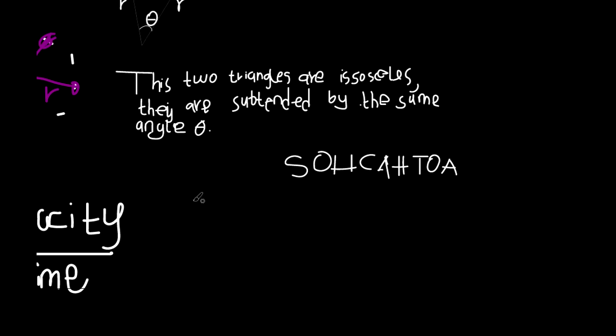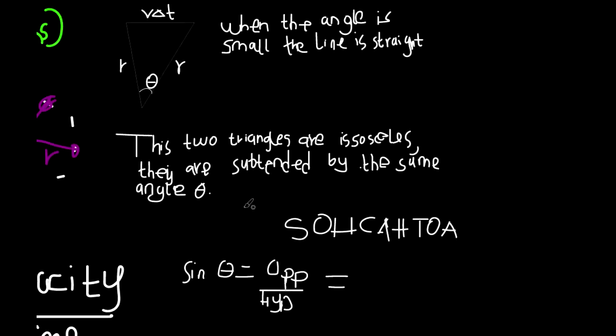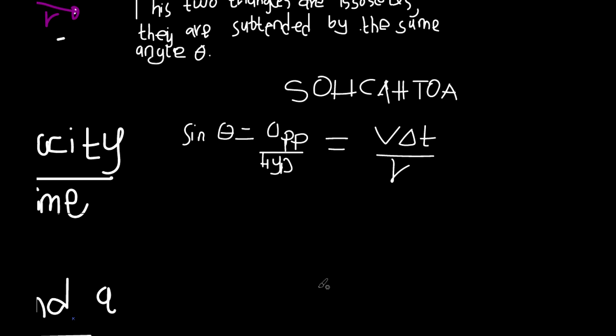we know that sine theta equals opposite over hypotenuse. Our opposite will be this one here, so opposite will be V change in time, all over hypotenuse. Our hypotenuse is R.